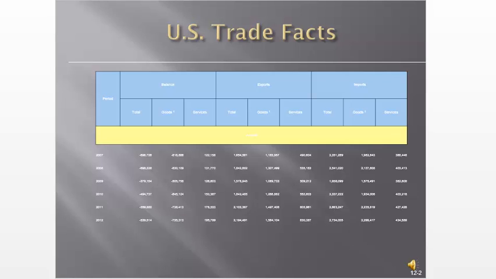If you add the two figures together, total net exports, or the number that gets reported in GDP, was a negative $539 billion.